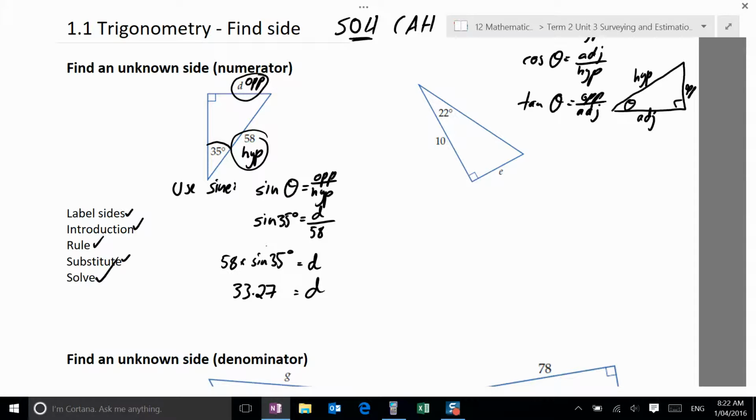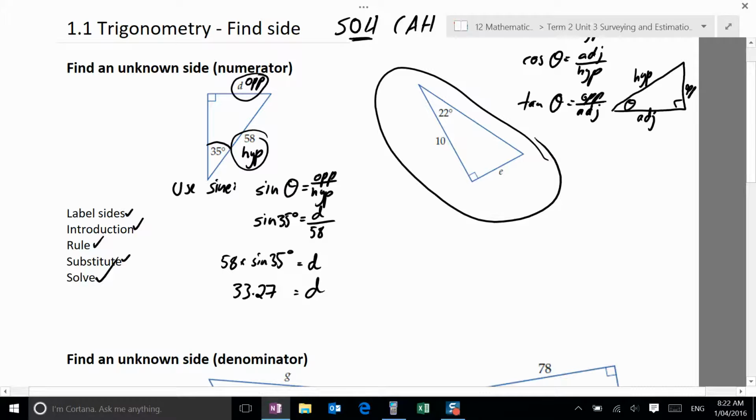Okay, is this a reasonable answer? Always check if you have a hypotenuse in your problem, check that the other side is less than the hypotenuse. If I got a value here, d equals 100, I know that that's wrong because my hypotenuse is 58, which is supposed to be the longest side on the triangle. So just make sure you do some of those checks.